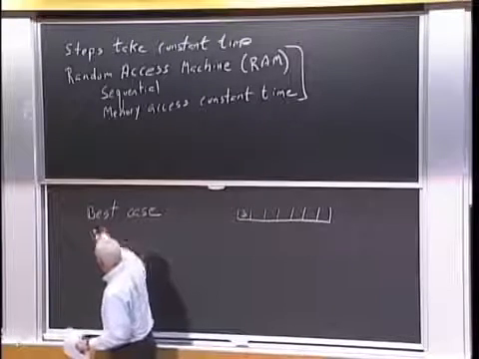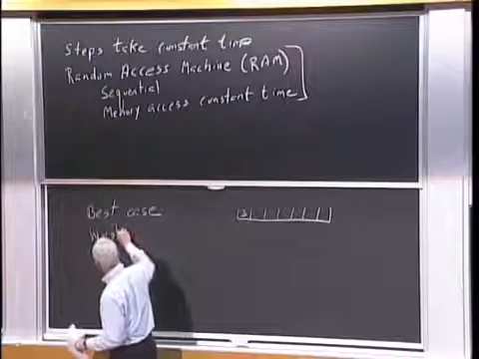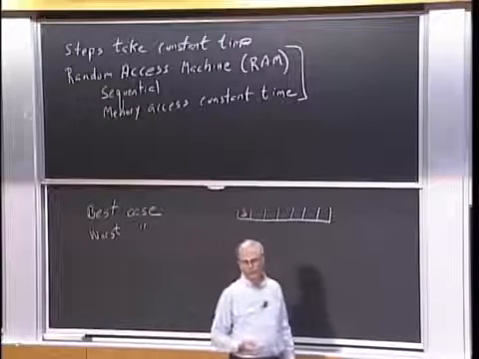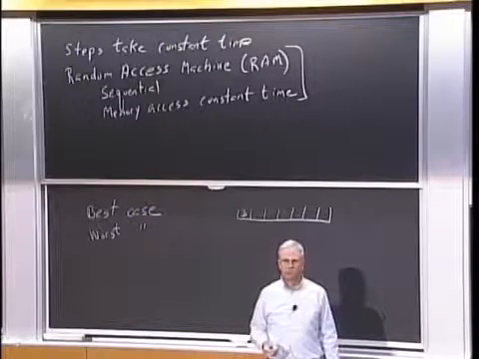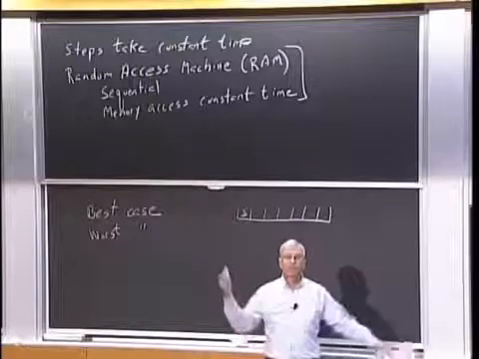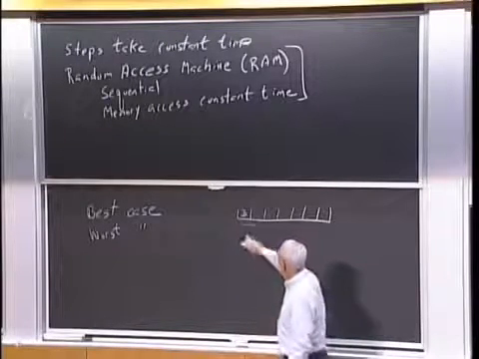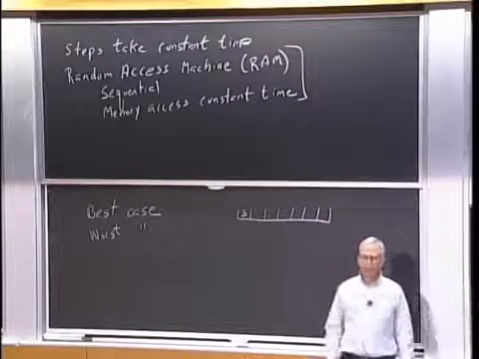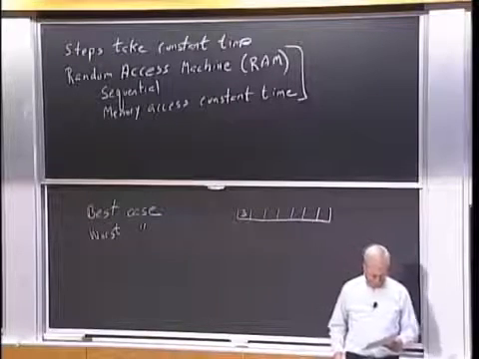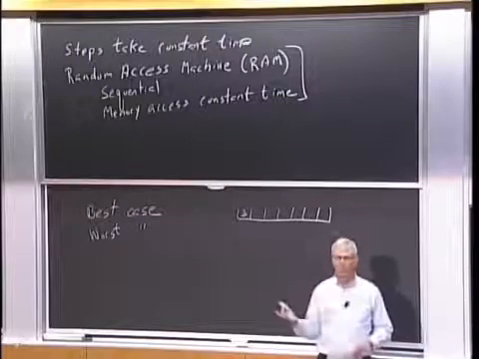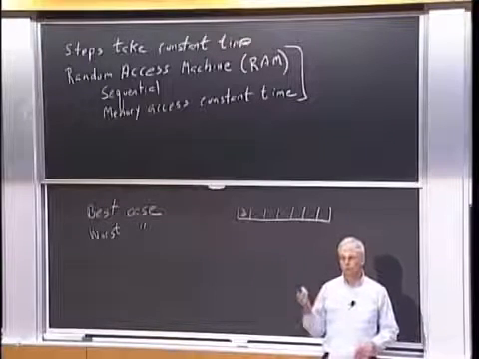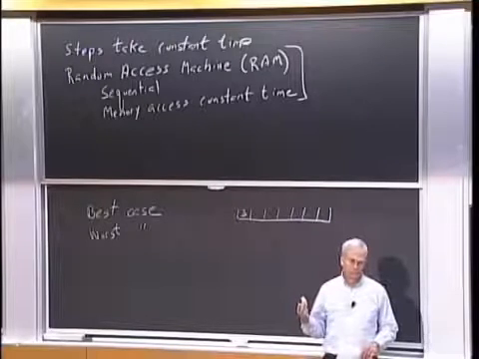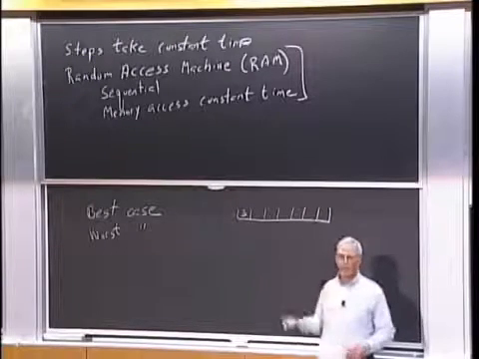I could also look at the worst case. What's the worst case for linear search? It's not there, exactly. So I go and I have to look at every element, and whoops, it's not there. So the worst case is the maximum over all possible inputs of a given size. The size here is the length of the list.